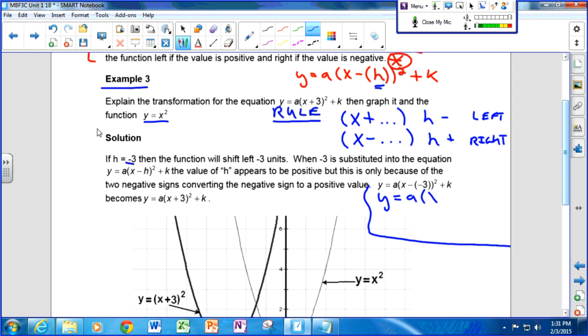x minus, and then minus 3. Gotta fix this. Squared plus k. Oh boy, I got a little sloppy. So what they're saying is that we're putting minus 3, substituting it for the value of h in that expression.